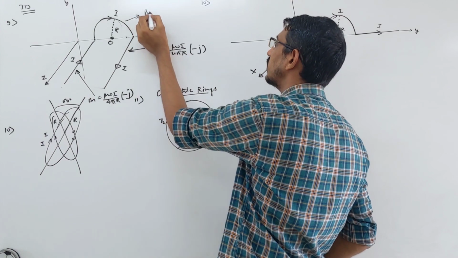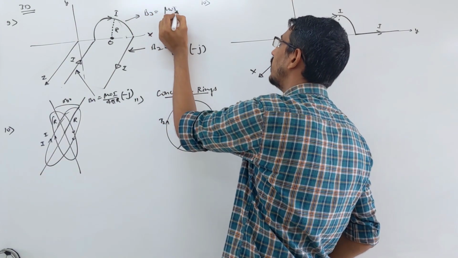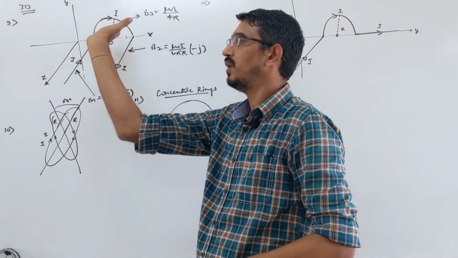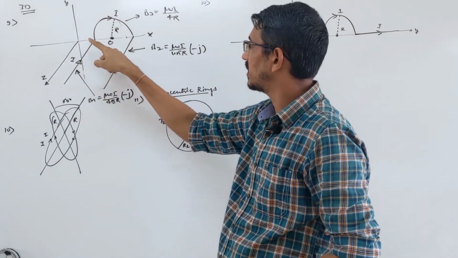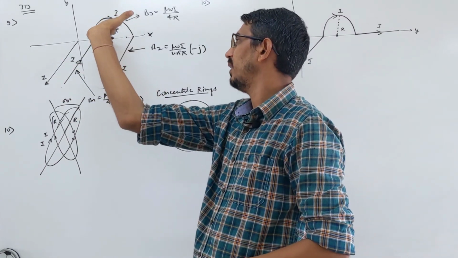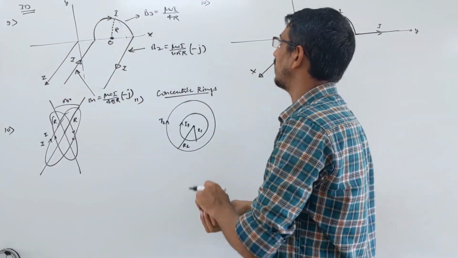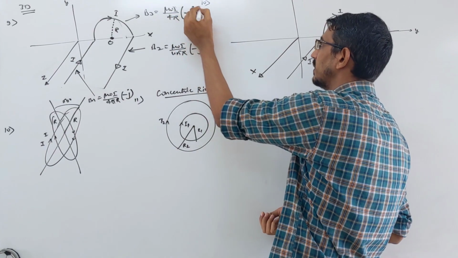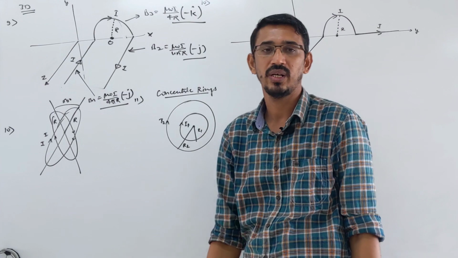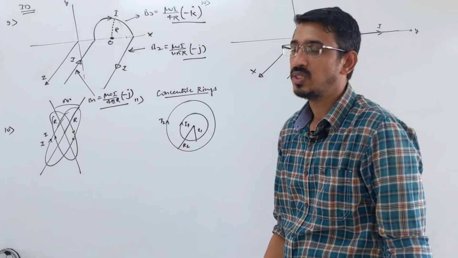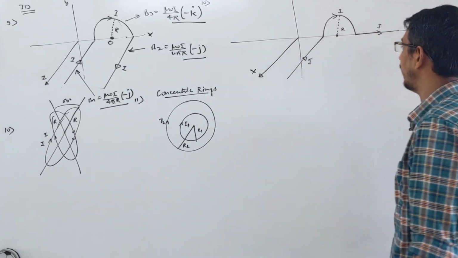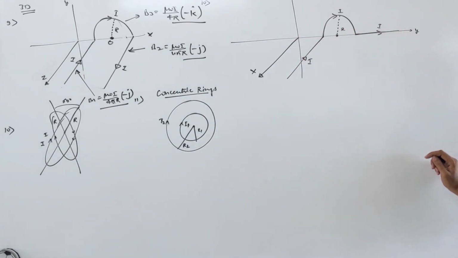Now watch this ring. This is a half ring, so the magnetic field is mu naught I upon 4r. What is the direction? This half loop is placed on the board itself, so the field is straight inward, which means the minus k direction. This is the net magnetic field: you just add these three things. That's your net magnetic field due to this type of loop. It's a 3-dimensional picture, so you have to watch it carefully.